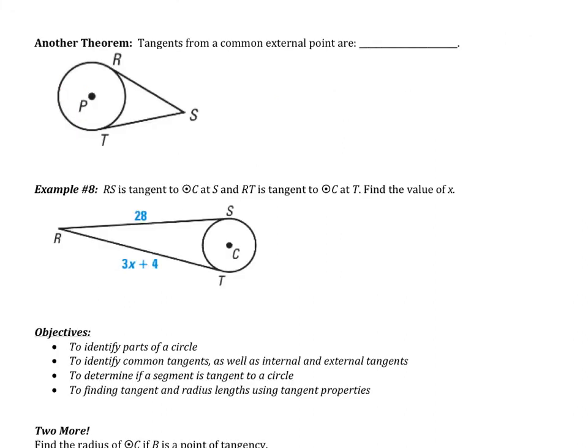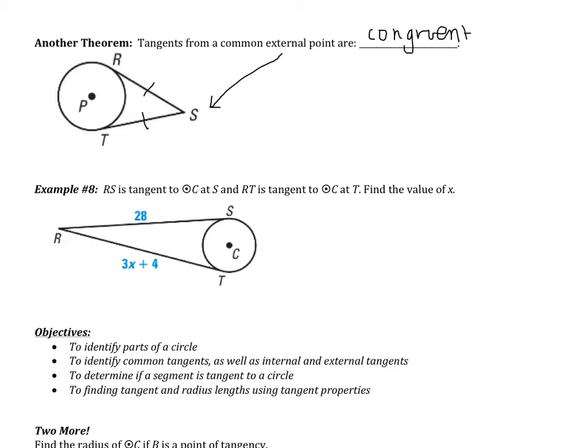There's one more theorem. It says tangents from a common external point are congruent. So if we notice in the figure, we have two tangents. We have SR and ST. They come from a common external point. So all that means is they come from the same point S. That tells us they will be congruent.